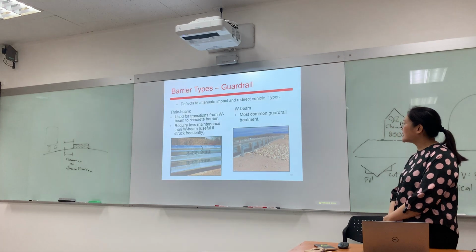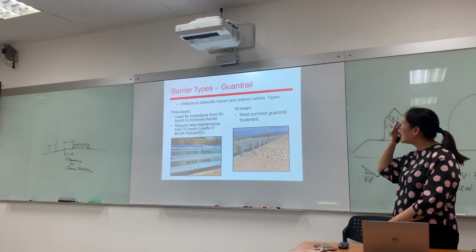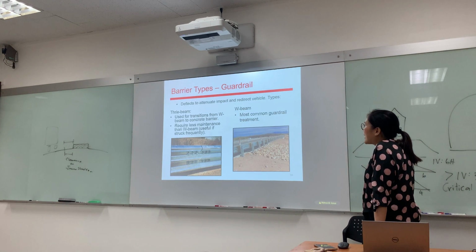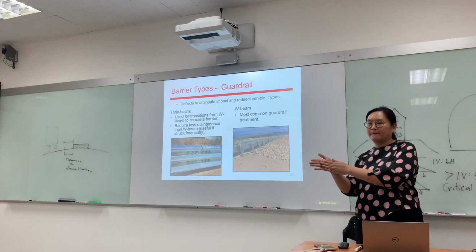Next, the second type we call guardrail. For guardrail, we use steel guardrail. Nowadays we use it a lot to attenuate impact or redirect the vehicle. Actually, the function of the guardrail is not just to protect.